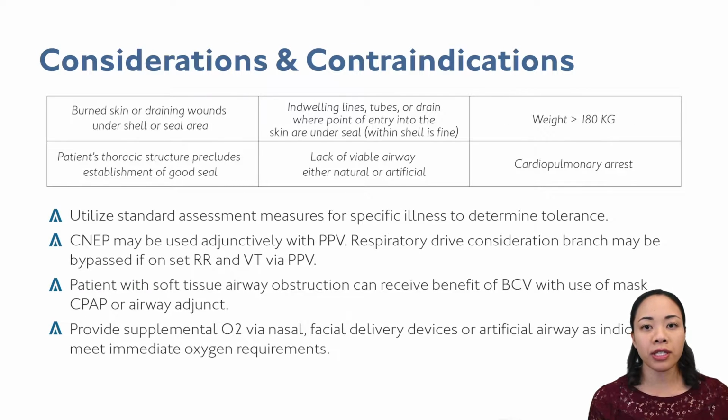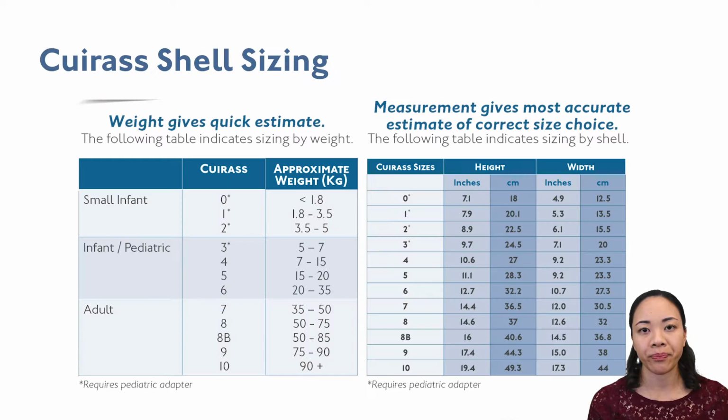There are a few considerations and contraindications to be mindful of. Burned skin and draining wounds may be exacerbated. Those that weigh more than 180 kilograms, as the negative pressure may be affecting adipose tissue as opposed to ventilation. With scoliosis, if you are unable to obtain a good seal, another therapeutic option may need to be considered. And lastly, lack of a patent airway.